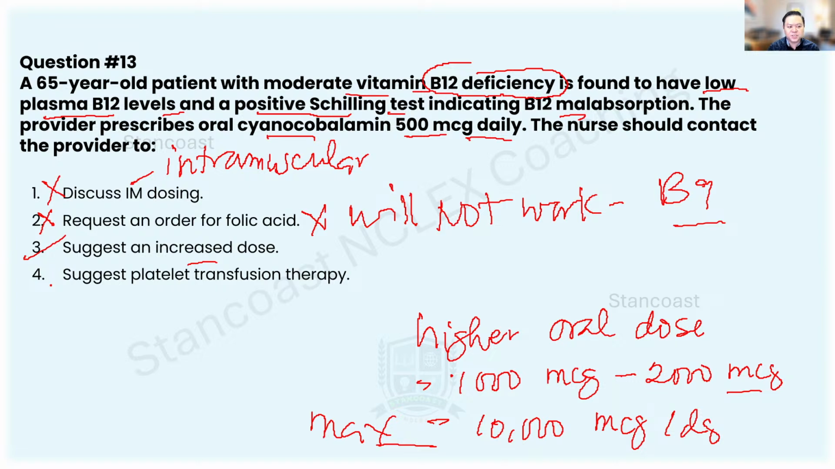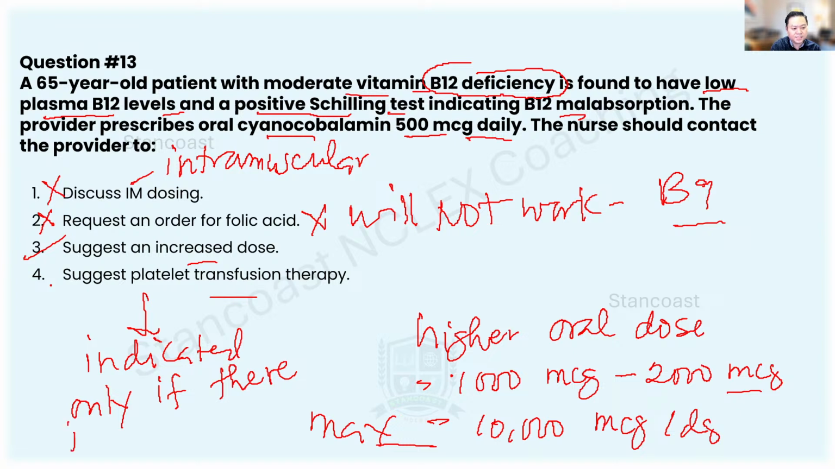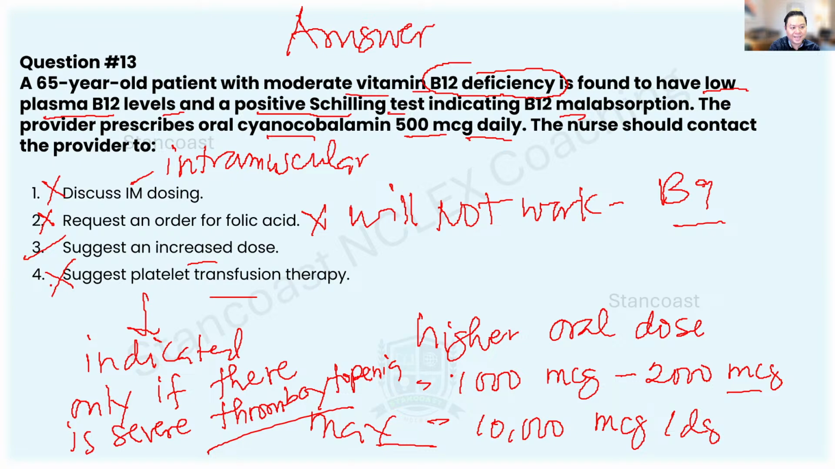So for suggest platelet transfusion therapy, it's not indicated for a vitamin B12 deficiency unless there is thrombocytopenia. So we are only going to use this if there is severe thrombocytopenia. And we don't have that in this scenario. So it's not required. So we will eliminate that one. So our answer here is 3. Suggest an increased dose.